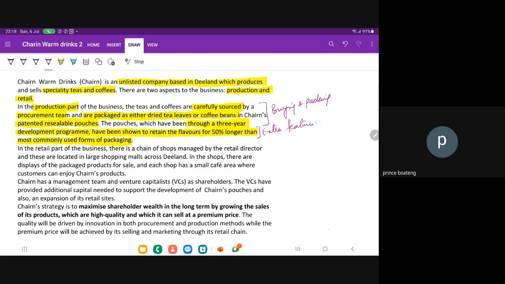Important here is whether this sort of facility or service is required by the customer. If you ask the customer for premium prices and say, hey, look, we are selling you coffee in a pouch which will keep the coffee flavors intact for 50% longer, the question is how important this is for the customer. That's something we have to think about. All right, we will discuss it later.